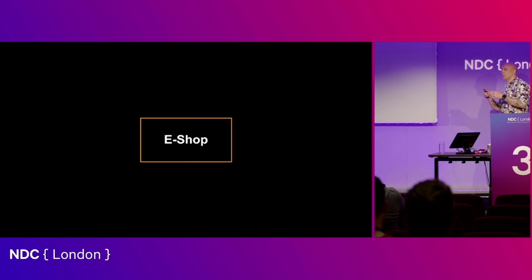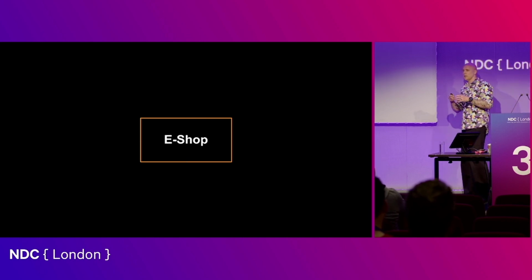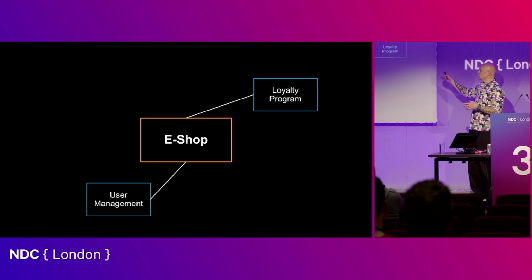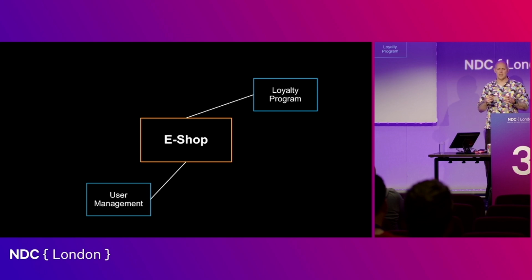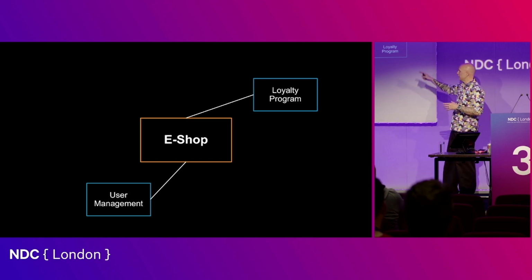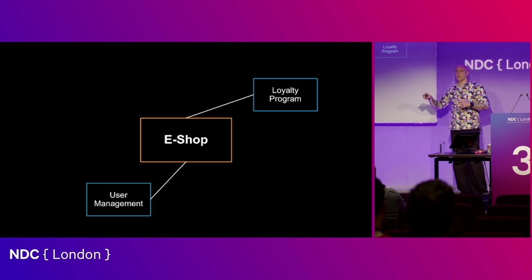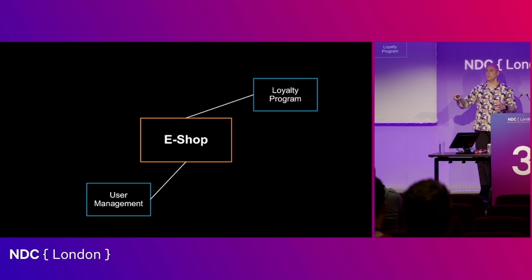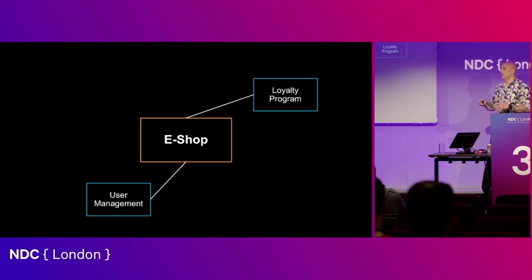I am focused on my eShop functionality, but to be able to build my eShop, I am going to need a loyalty program, and I'm going to have some user management. Now, those things are important for my eShop to work, but they're not my main concern. I can build my eShop and focus on that, but those are things that other teams in my organization are going to build for me so that I can use them. And for the guys in the loyalty program, that's their core domain, and for them, the eShop becomes a subdomain that they support.